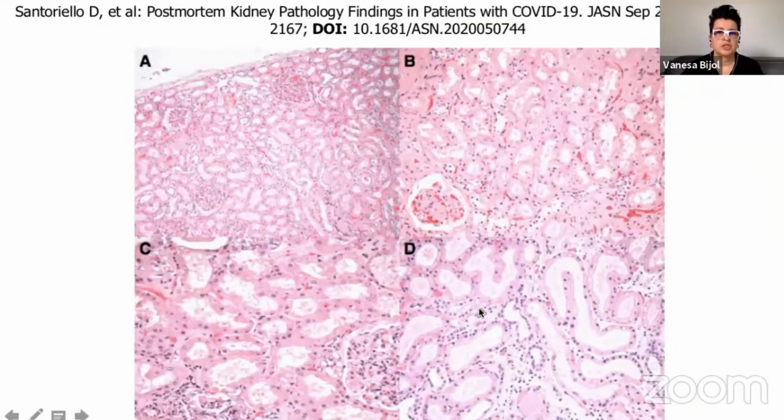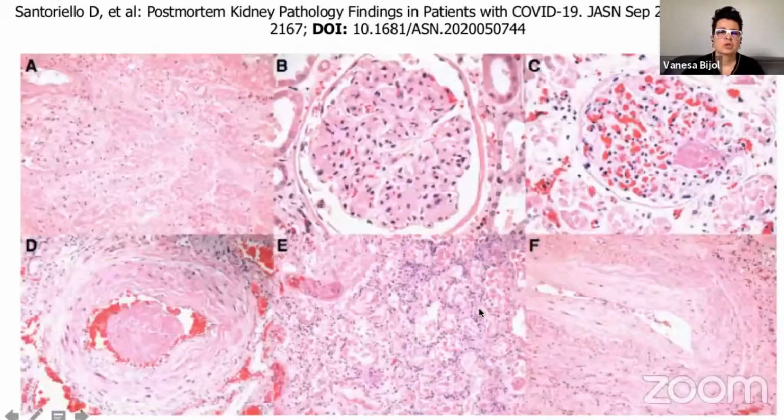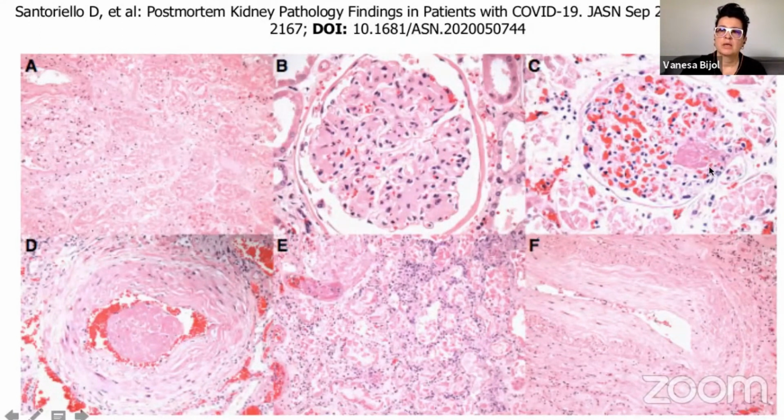They categorized their patients into groups depending on the level of AKI clinically, and they found different levels of ATN, or acute tubular injury, on histology. So they also showed that some of their patients, about 15%, had these microthrombi in glomeruli and some vessels. They also showed that some patients had pre-existing injury like early diabetes or vascular sclerosis.